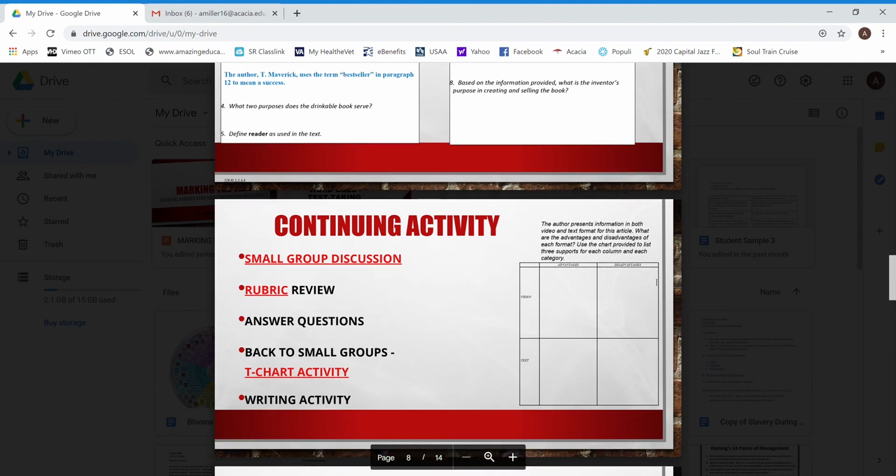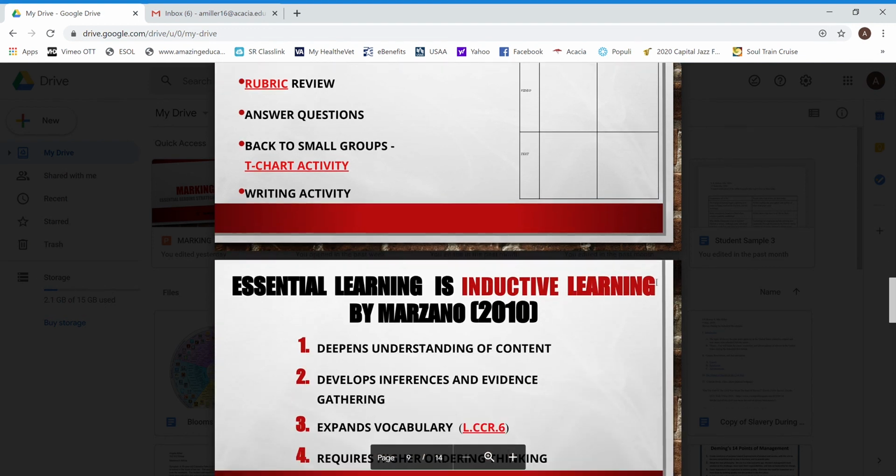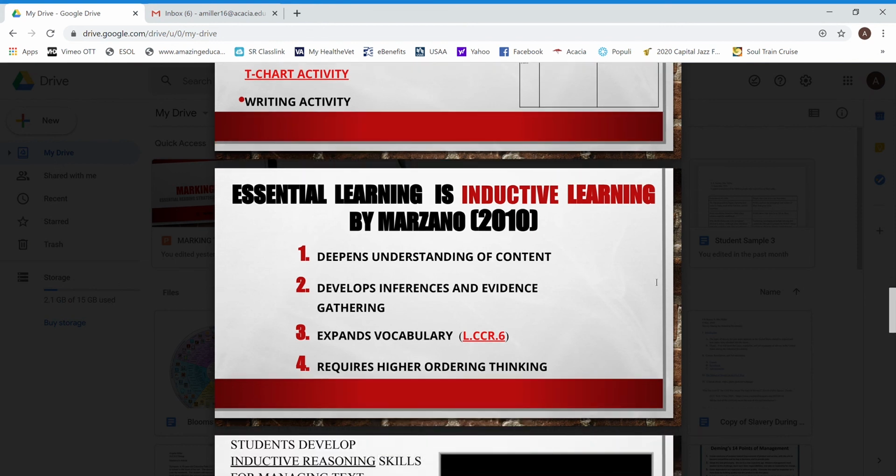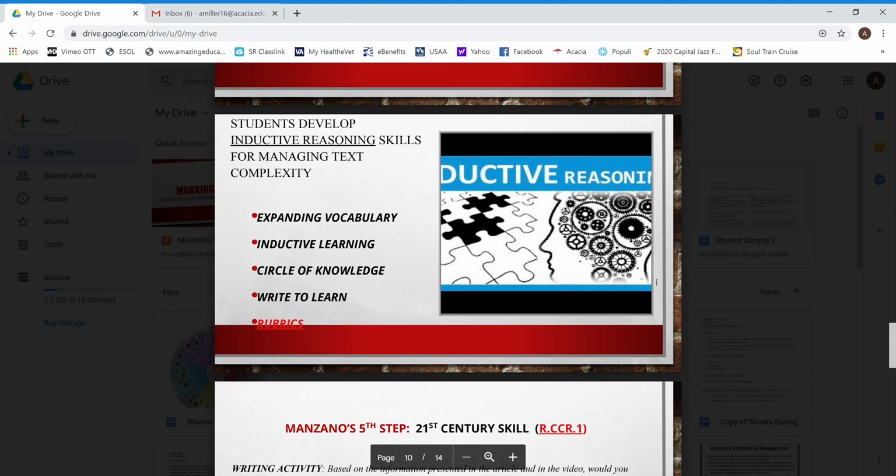Now we break down into 2 elbow partners or 2 people for a small group discussion, and here is where it's another collaboration that can be done online. I have students then look at the compare and contrast. I like T-charts. We are comparing the video advantages to the disadvantages and the text advantages and disadvantages, and students will in each block here give me 3 supports for each column. So 3 advantages of watching the video versus the disadvantages. 3 advantages for the text versus the disadvantages. So now students have deepened their understanding of the content. They have developed inference. They've gathered evidence. We've expanded their vocabulary, and now we're going into the higher order thinking.